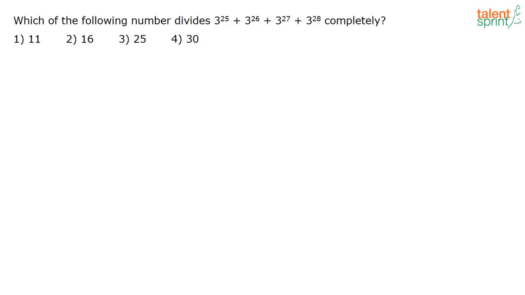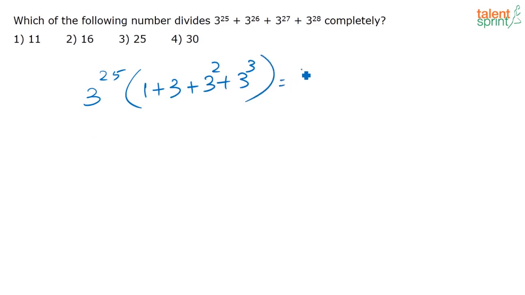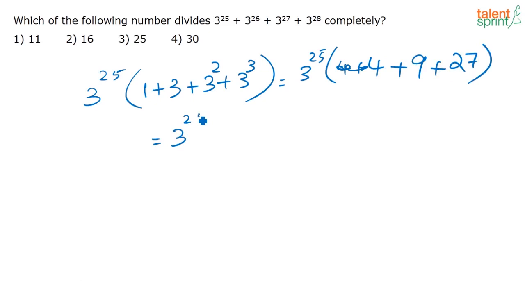In this question we need to do a bit of rearrangement to arrive at the answer. So let me start solving it for you. This is the given number. What is the number that we can take common outside all of these? 3 to the power 25, correct? So I am going to write this as 3 to the power 25 into 1 plus 3 plus 3 squared plus 3 cube, correct? That is equal to 3 to the power 25 into 1 plus 3 is 4, plus 9, plus 27. That is 3 to the power 25 into 27 plus 9 is 36, 36 plus 4 is 40. So I am getting 3 to the power 25 into 40.